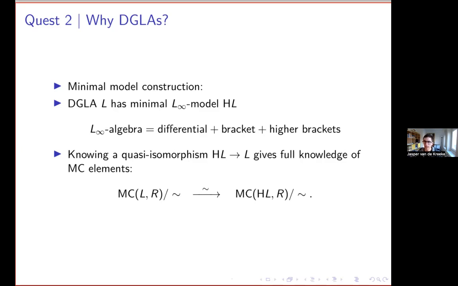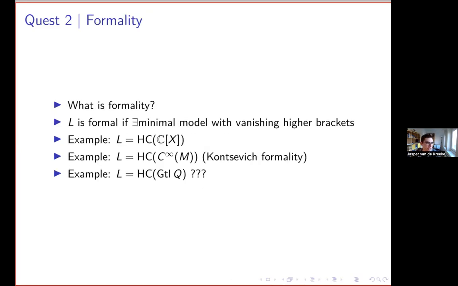Now, knowing a minimal model together with a quasi-isomorphism between L and the minimal model gives you already full knowledge of the Barmeier-Schroll elements. In fact, they have the same Barmeier-Schroll elements over any local ring, which is great if you want to compute Barmeier-Schroll elements of L, because you just need to know what the minimal model is and compute Barmeier-Schroll elements there. So yeah, this raises lots of questions about minimal models.